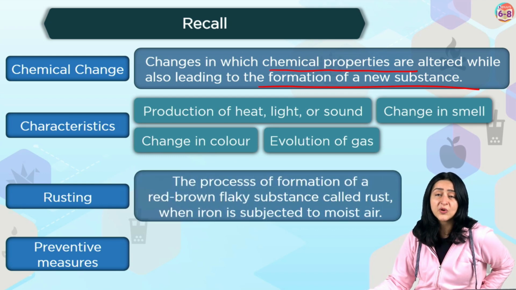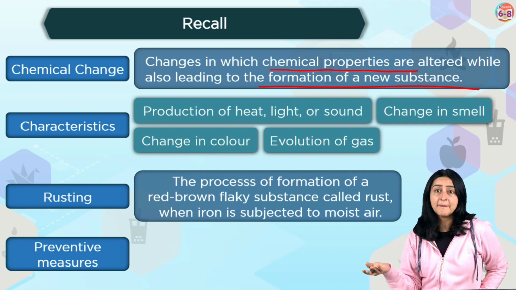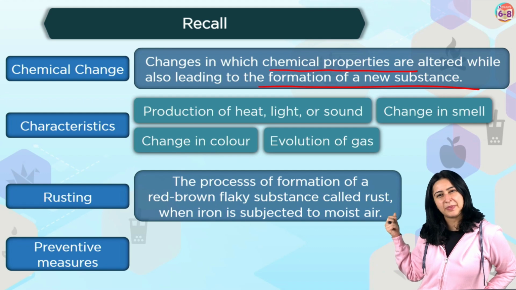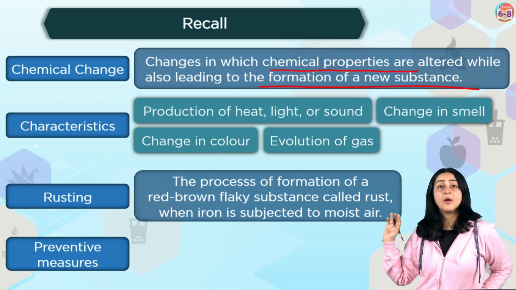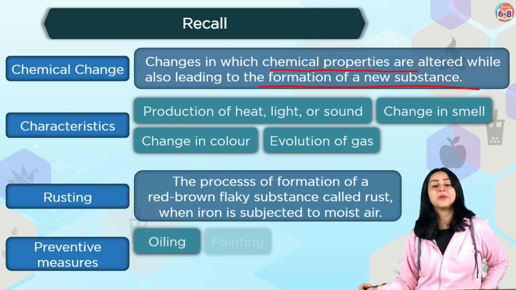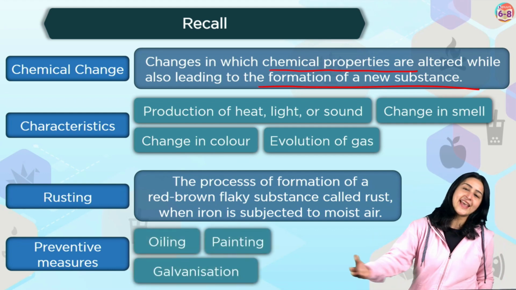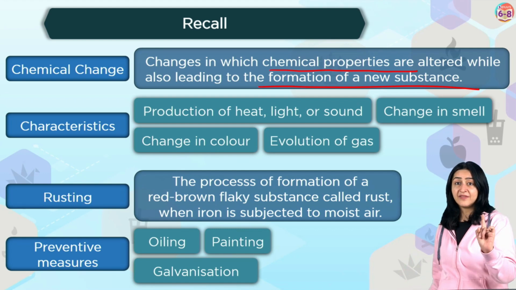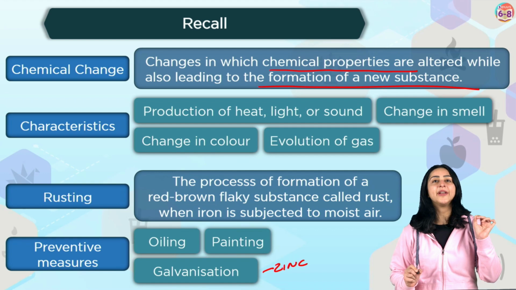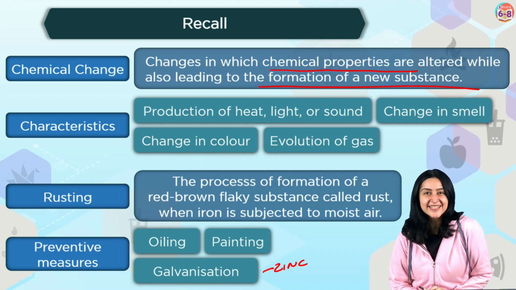Then we went ahead and spoke about rusting. We said that rusting is a process that happens when iron comes in contact with damp air, which is basically oxygen plus water, and you get this reddish flaky substance. This is the process of rusting, and we spoke about the ways that we can prevent rusting, which are basically oiling, painting, greasing, and galvanization. Remember that galvanization is basically putting a layer of zinc on iron. And with that, we have finished chemical changes.